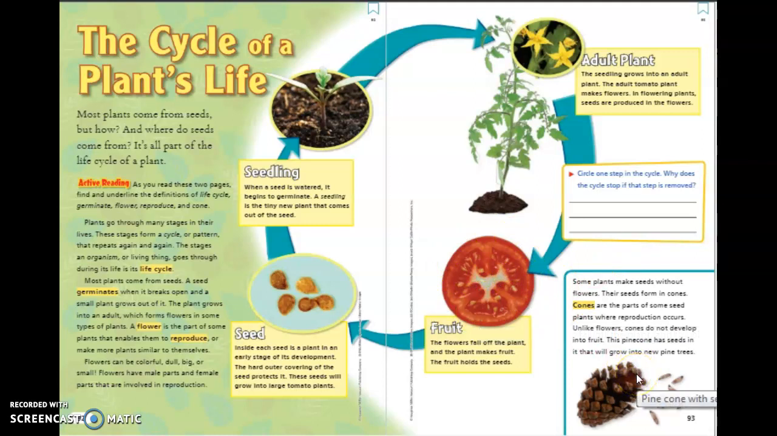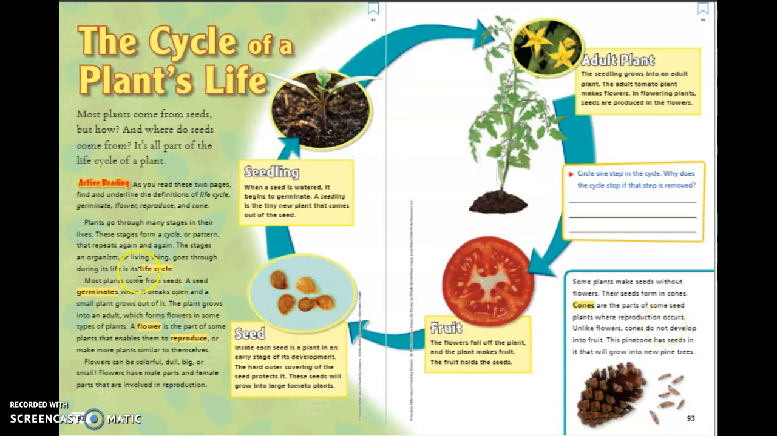Okay, last part. Some plants make seeds without flowers. Their seeds form in cones. Cones are the parts of some seed plants where reproduction occurs. Unlike flowers, cones do not develop into fruit. This pine cone has seeds in it that will grow into new pine trees. You can see the seeds from the pine cone down below. For cones, the definition that you should have underlined is: cones are the parts of some seed plants where reproduction occurs.